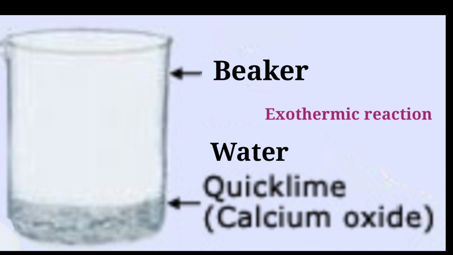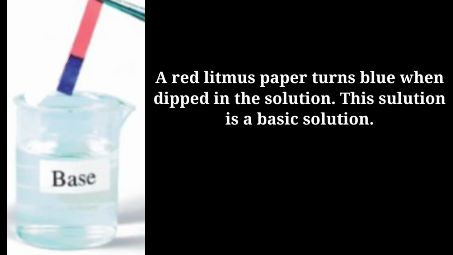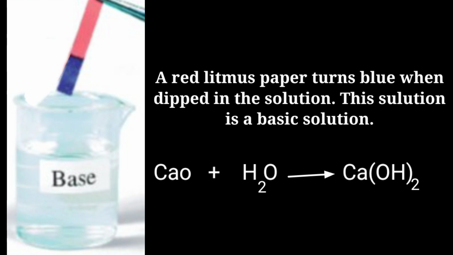The reason is that the calcium oxide reacts with water and in the process heat energy is released. Calcium oxide dissolves in water producing a colorless solution. Now, test the nature of the solution with litmus paper. A red litmus paper turns blue when dipped in the above solution. This solution is a basic solution.